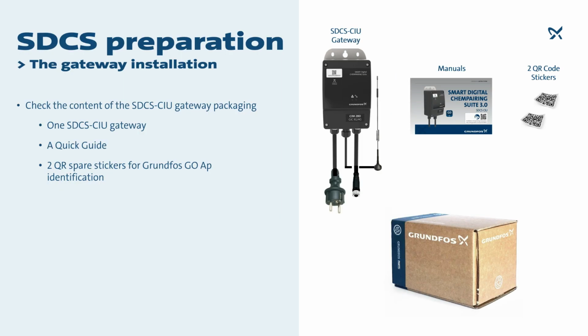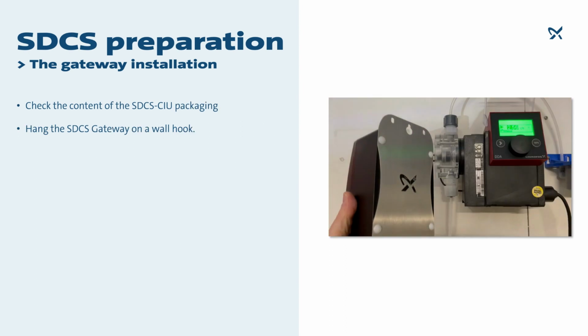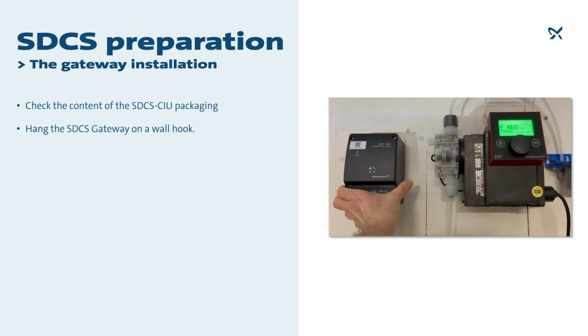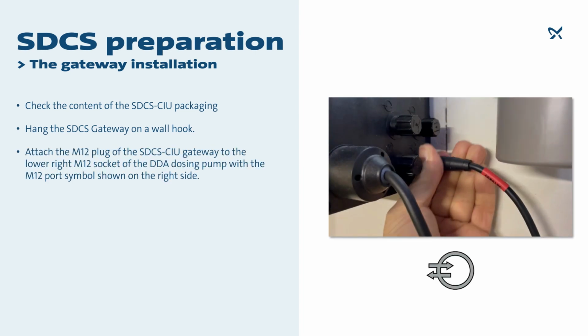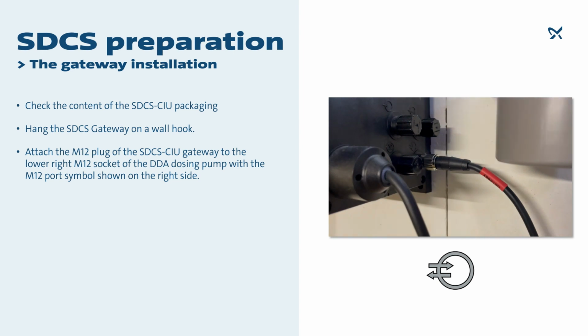Check the content of the CHEMPAIRING gateway packaging for completeness. Hang the CHEMPAIRING gateway on a suitable wall hook using the stainless steel mounting plate attached to the rear. Attach the M12 connector of the CHEMPAIRING gateway to the lower right M12 socket of the DDA dosing pump with the M12 connector symbol shown on the right.